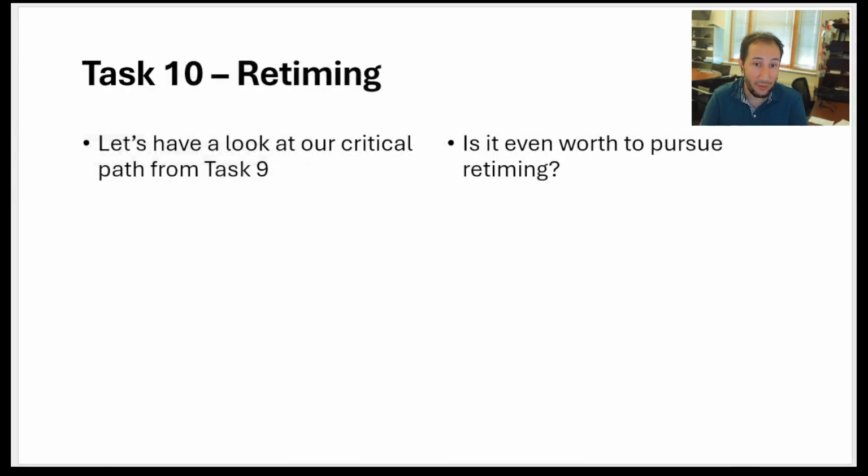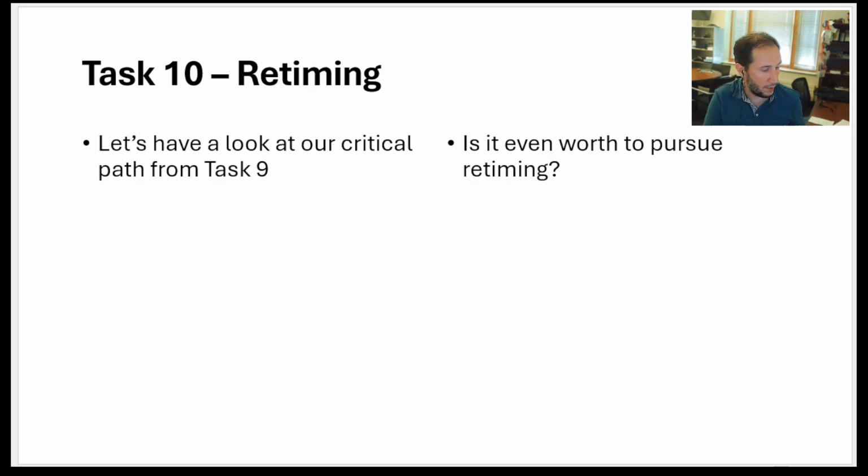And here we go with task 10, retiming. That's our last task for this two-part tutorial. Okay, we're gonna have a look at the critical path that we got from task 9, and we're gonna reason if it is even worth pursuing retiming. Okay, we need something to be there in order for us to have confidence that retiming is worth it.